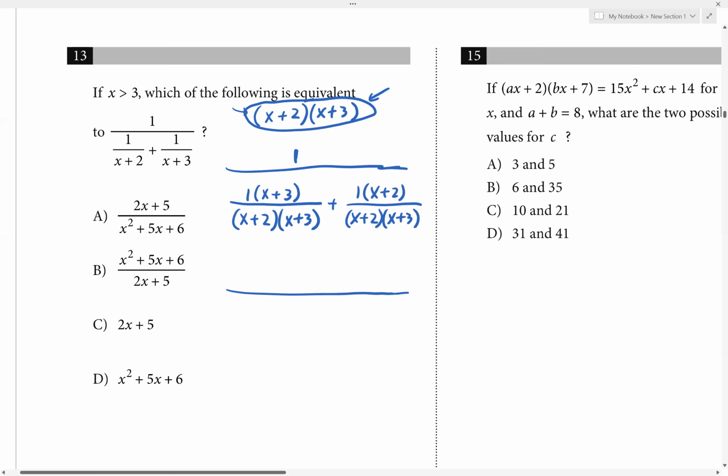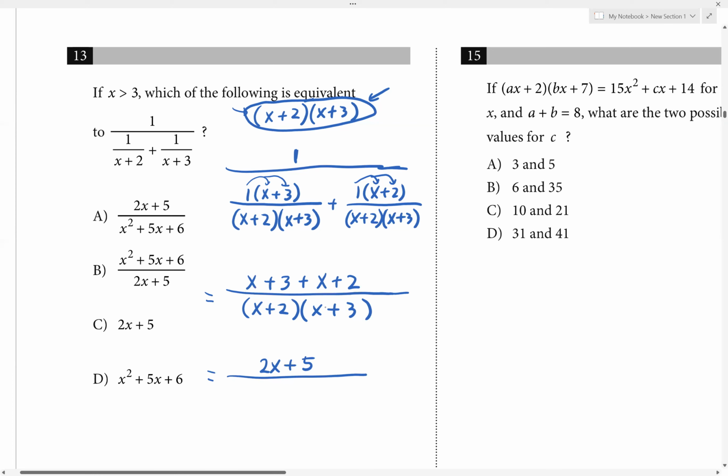Once we did that, we can now add the two fractions together. On the bottom will be the same denominator, x plus 2 times x plus 3. On the top, we distribute the 1 and combine like terms. So 1 times x is x, plus 1 times 3 is 3, plus the second one, 1 times x is x, plus 1 times 2 is 2. Adding them together, at the top we combine like terms and get 2x plus 5.